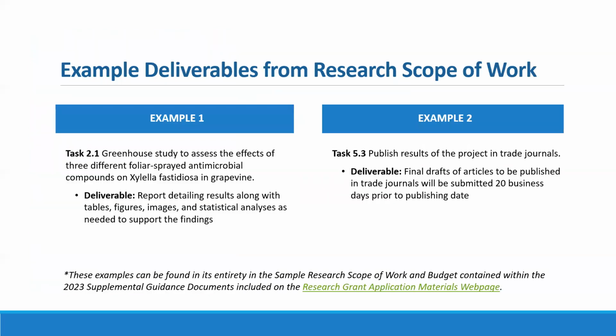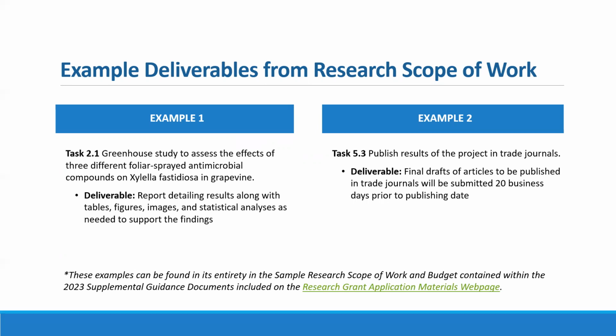So here we have some example deliverables from the research scope of work. On the left-hand side, we have our first example. This is for task 2.1, that greenhouse study to assess the effects of 3 different foliar sprayed antimicrobial compounds. The deliverable here is a report detailing results along with tables, figures, images, and statistical analyses as needed to support the findings. I think this is a really good deliverable. It's general in nature. It covers all outcomes.